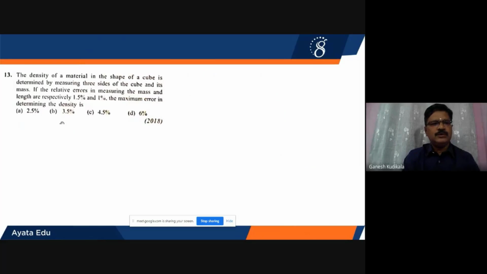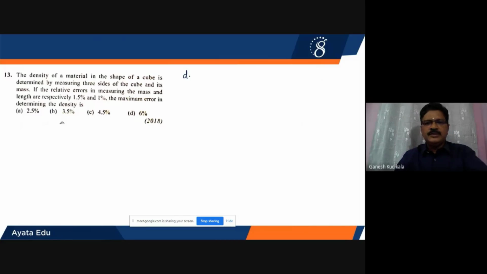Now we'll go to the 13th one. In the 13th one, this problem is once again asking about percentage of relative error. The relative errors in the measurement of mass and length are 1.5 and 1. Then we are asked to calculate the maximum percentage error in terms of density.